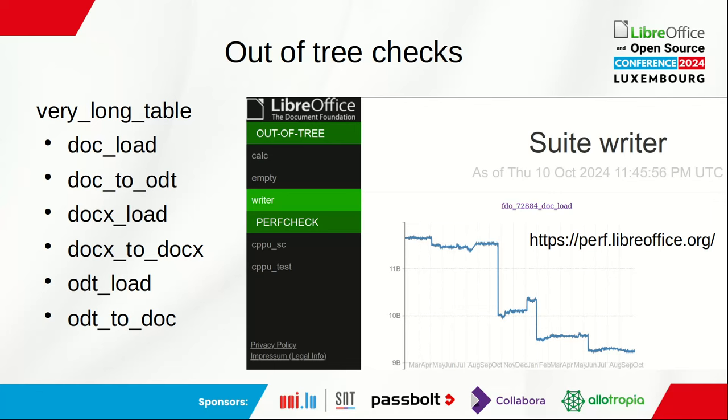And also there are out-of-tree checks that take longer. The results are posted on perf.libreoffice.org, and this is a screenshot of the tests on Writer. So essentially this is a set of files, and as you can see, loading from DOCX, loading from ODT, and converting to different formats are tested here. And as visible in the graphs, at least for this example, things have been improving during the past months.